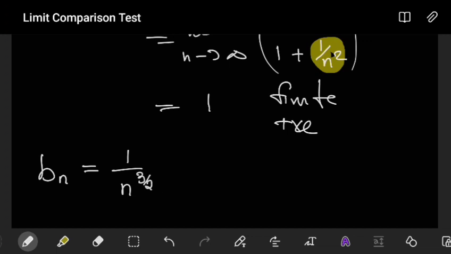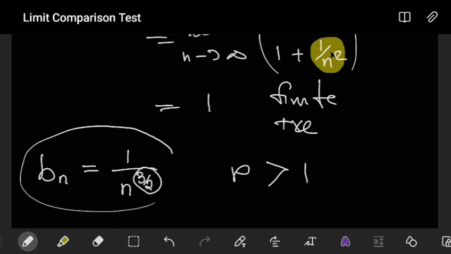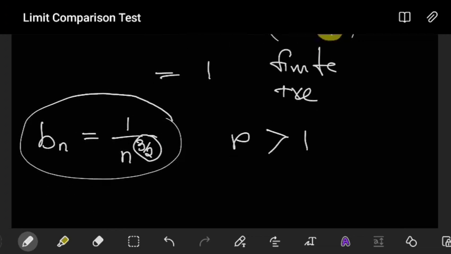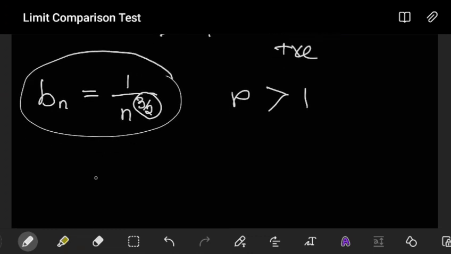Now, the only question you have to see here is, how do you determine the convergence or divergence of Bn? Here, you have to see that we use the p-test as well. So for the p-test, our p here is 3 over 2. And clearly, you can see that p is greater than 1. Because p is greater than 1, we can conclude that Bn converges. And since Bn converges, then even our An will converge.